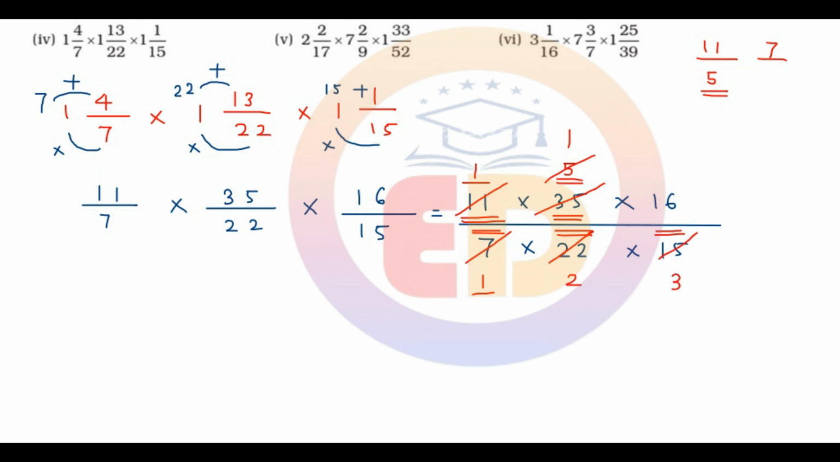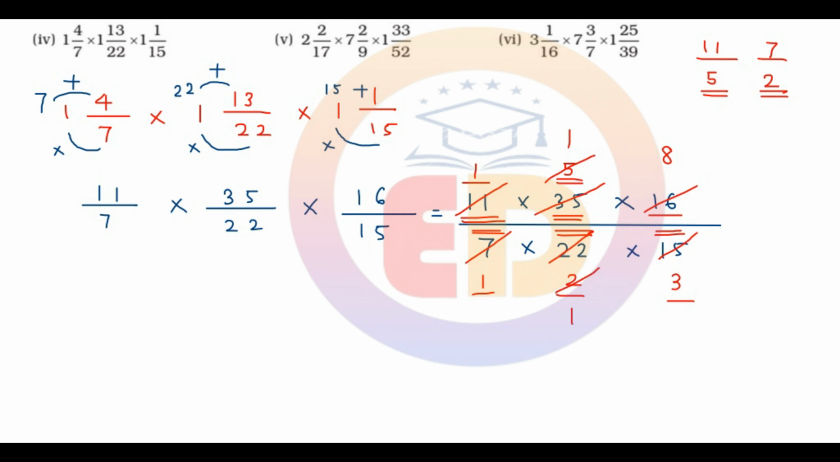Now in the numerator I have 16 and in the denominator I have 2 and 3. 16 is not divisible by 3. However, 16 and 2 can both be divided by 2. Let us divide both by 2. When I divide 16 by 2, I get 8. When I divide 2 by 2, I get 1.